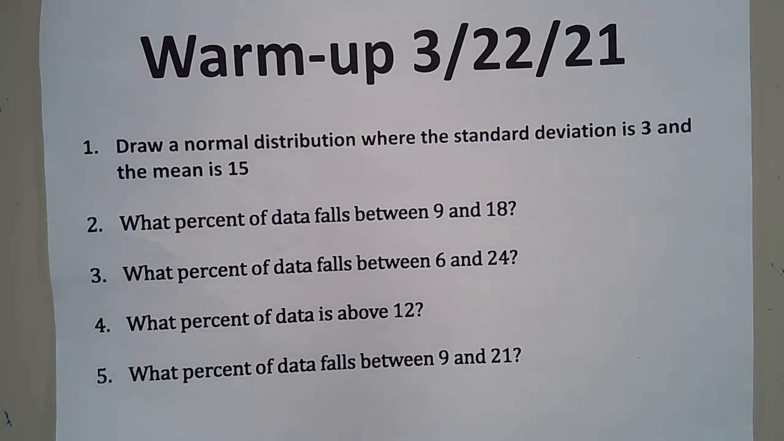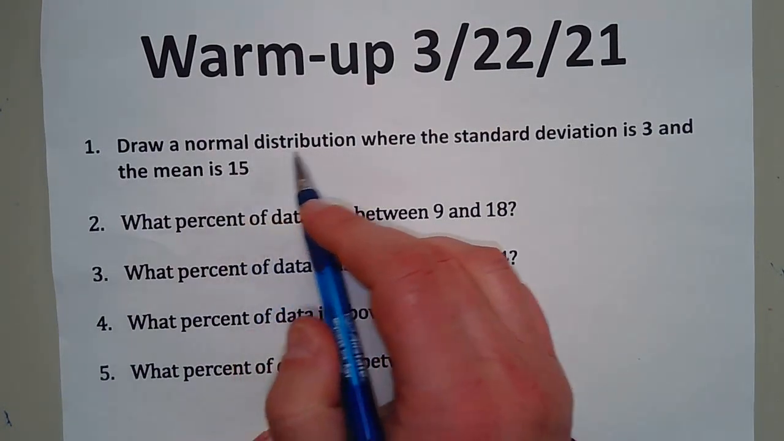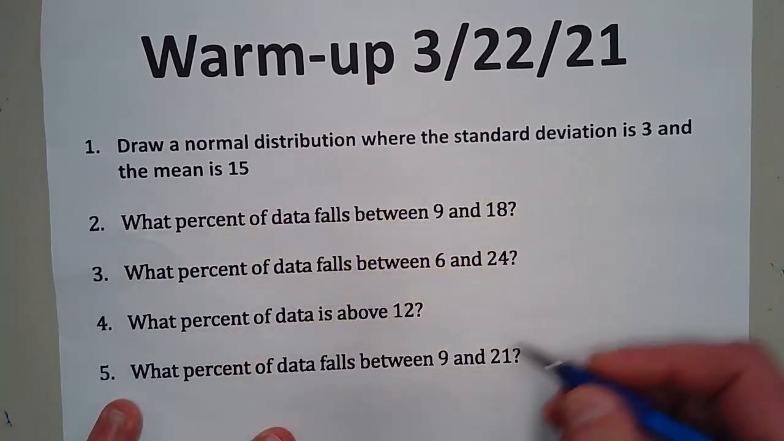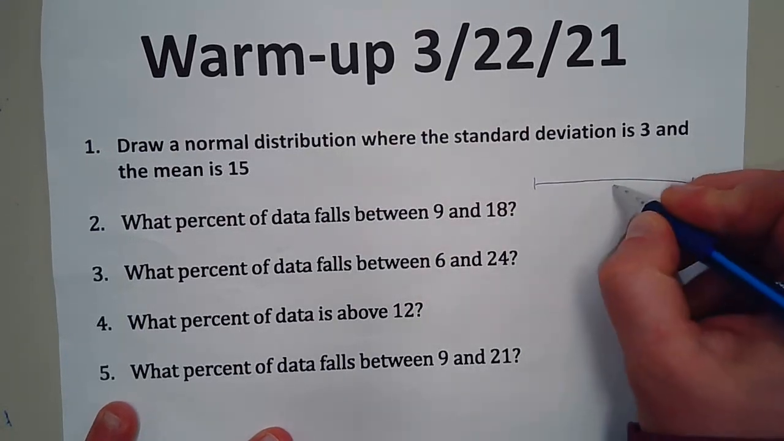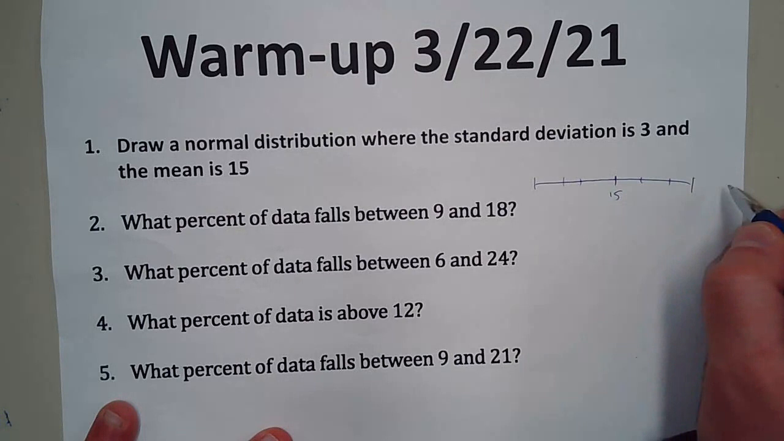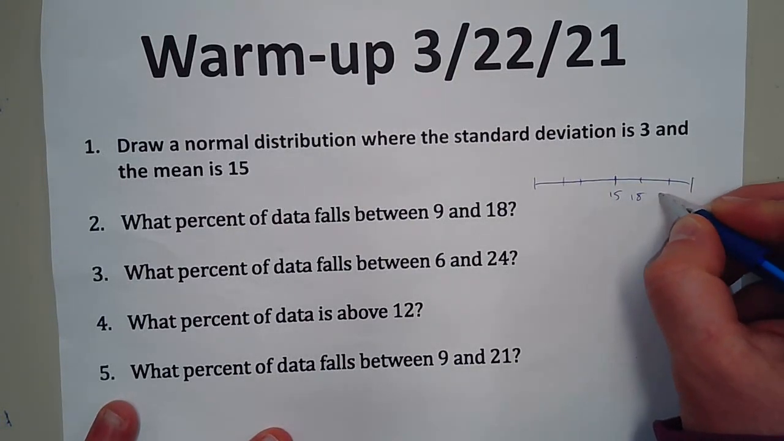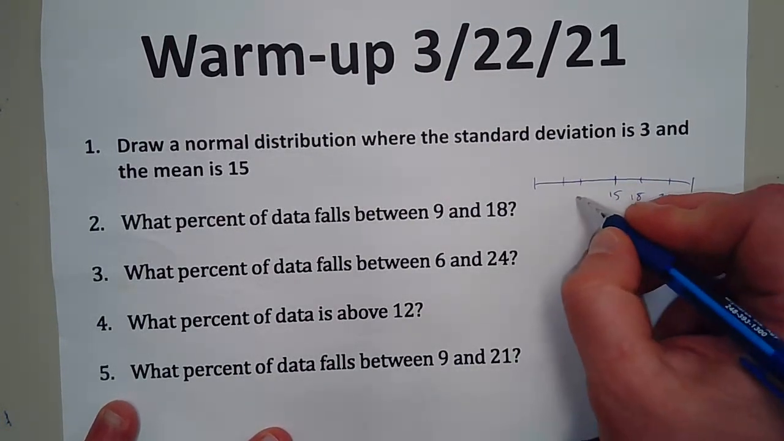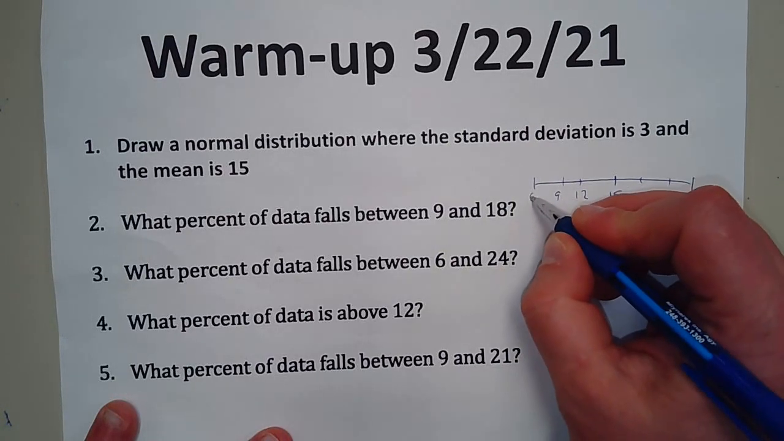All right, we got a normal distribution question here, specifically kind of empirical rule type stuff. So it says draw a normal distribution, standard deviation 3, mean 15. If the mean is at 15 and the standard deviation is 3, we're going to count up by 3s and down by 3s. So 18, 21, 24, 12, 9, 6.